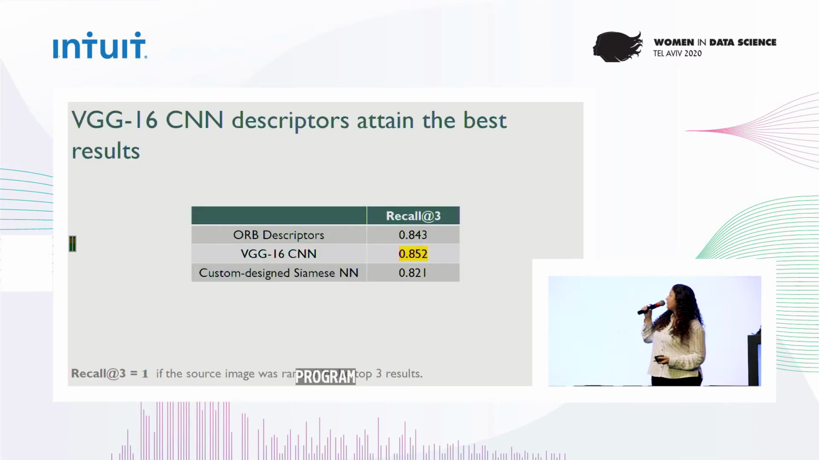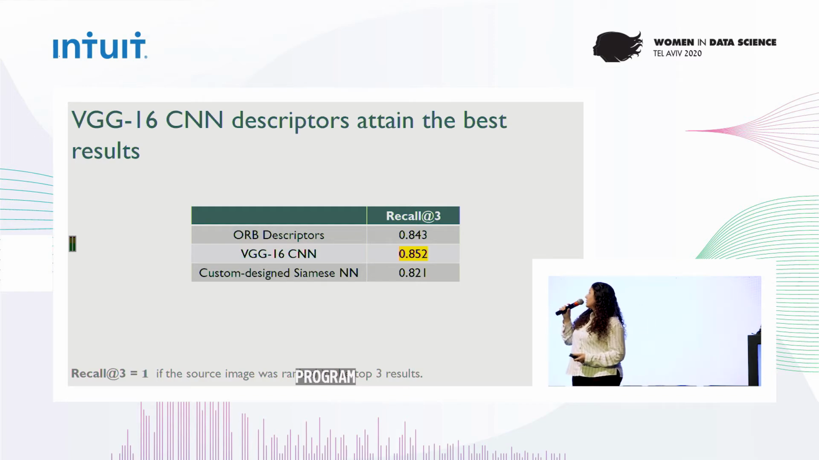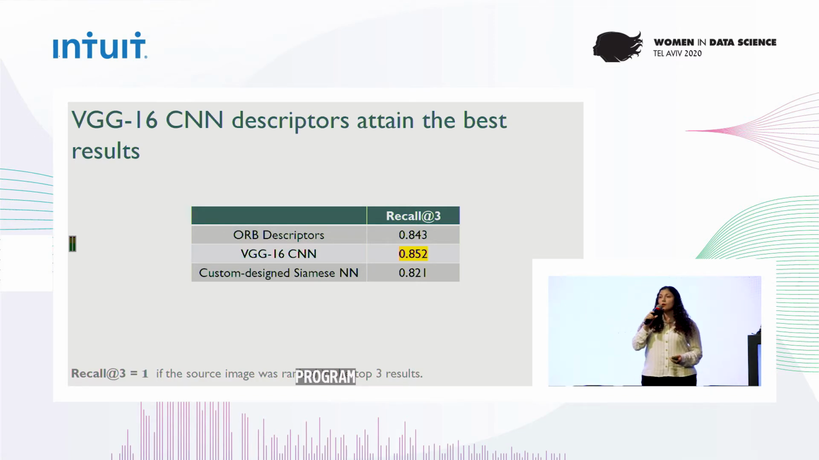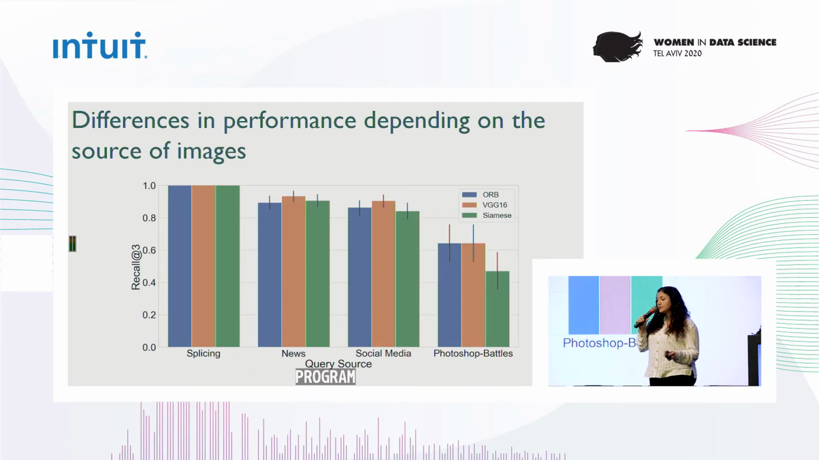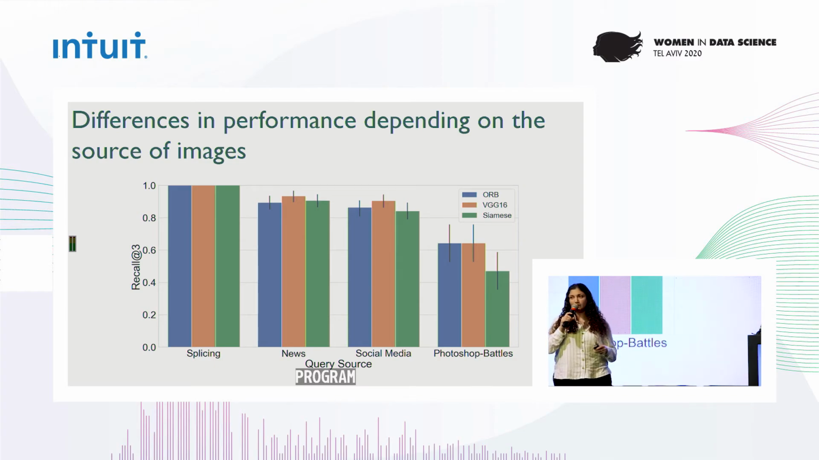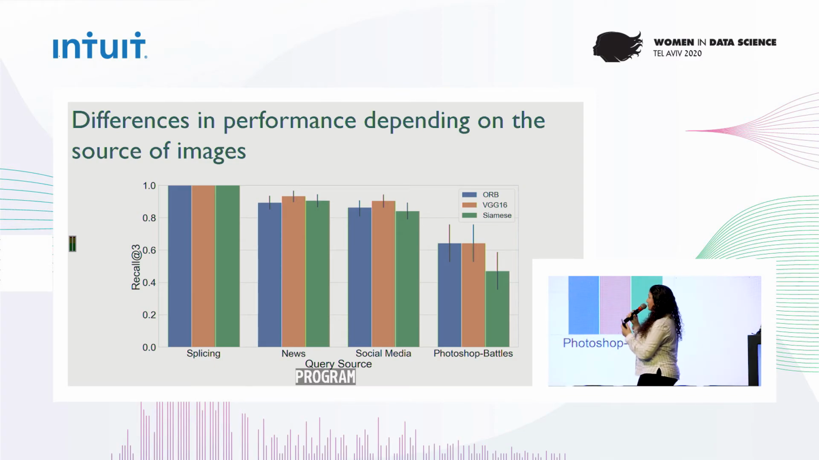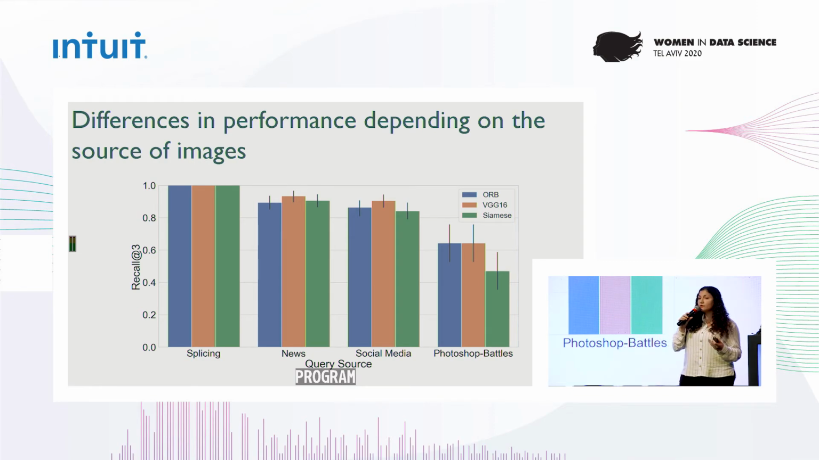We compared the 3 feature extraction methods and saw that when using the VGG16 convolutional neural network, we attained the best results, which was more than 85% recall value at top 3. In addition, there were differences in performance depending on the source of images. For example, the spliced images retrieved maximal value of recall. The news website and social media datasets received high values of recall, which is around 87%, while the Photoshop battles received only approximately 60% recall.